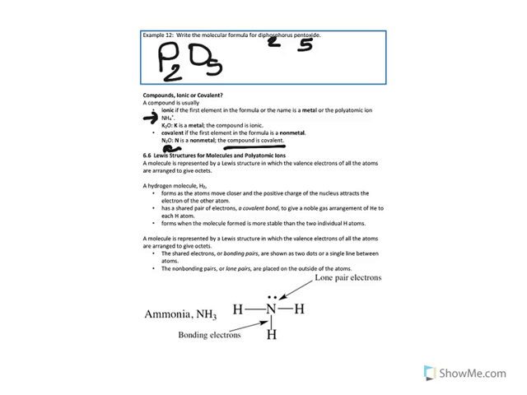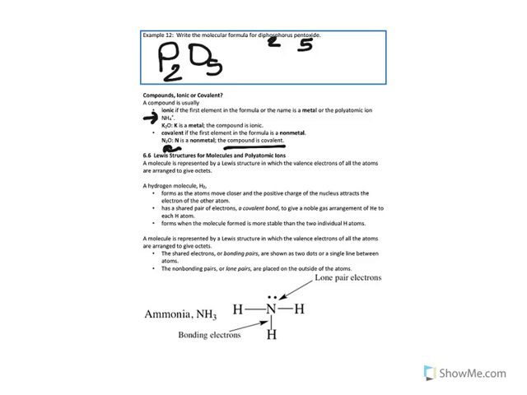Okay, let's talk about something a little bit different. Let's talk about Lewis structures for molecules and polyatomic ions. A Lewis structure is a representation of a molecule in which the valence electrons of all the atoms are arranged to give octets. Octet means 8. So what we are looking for here is to see that all of the valence electrons on all of the atoms have 8, with a few exceptions.